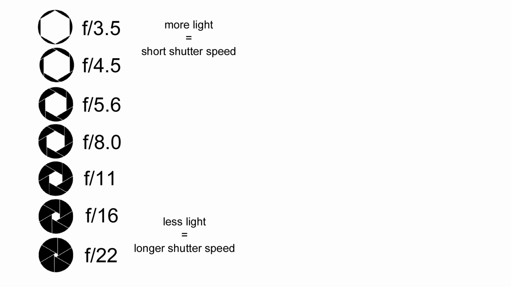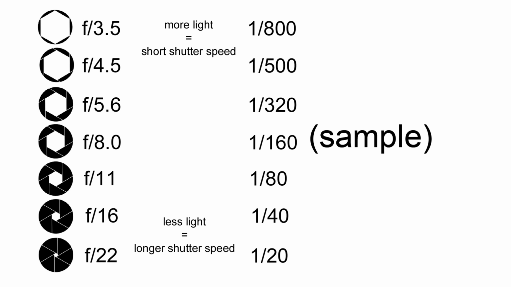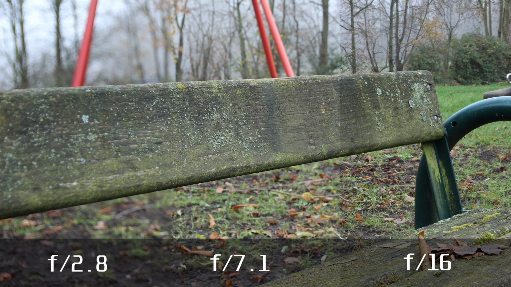At f3.5 the lens is as open as it can be. That means that the most light reaches the sensor. Because of that, the shutter speed will be much shorter than with a closed lens. And there is a smaller depth of field. That means that a smaller area of the picture is sharp.